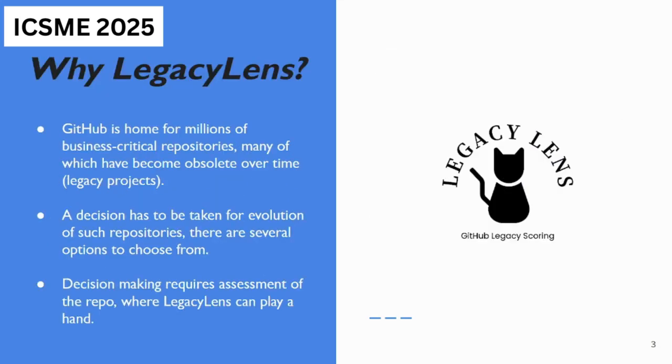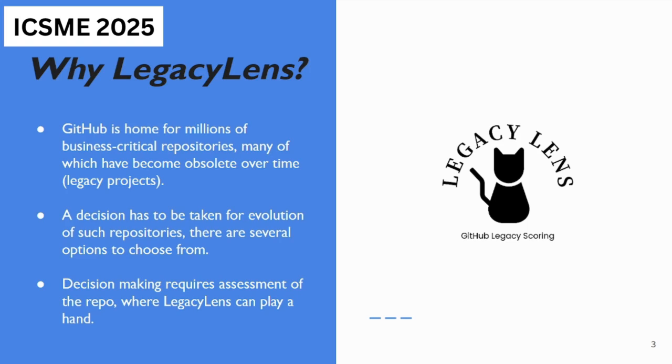So as many of us are aware, GitHub is a hosting platform which hosts millions of repositories. Currently, it hosts about 124 million repositories, out of which a considerable amount of repositories are business critical to an organization. Now, many of these repositories have gone obsolete over time, and this is what we refer to as legacy projects. So when a project becomes legacy, it does not cope well with modern technologies, it's harder to understand, and the community around it decreases.